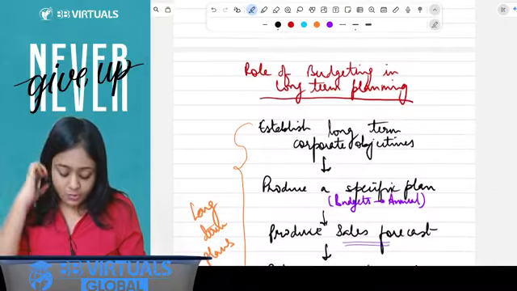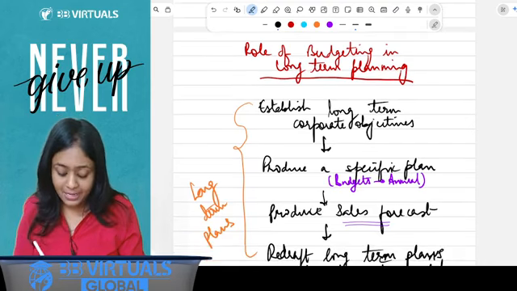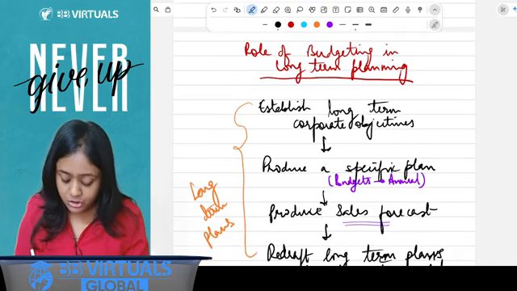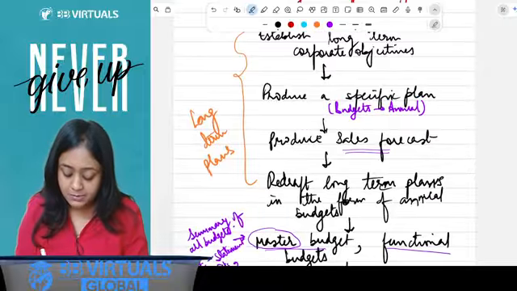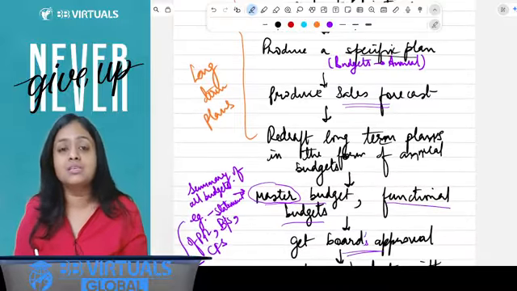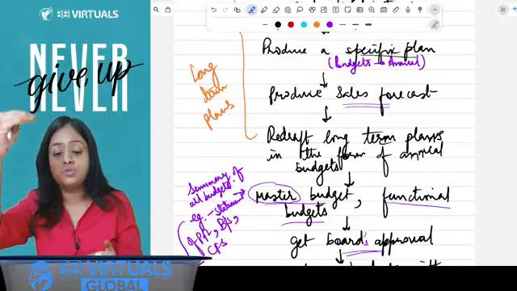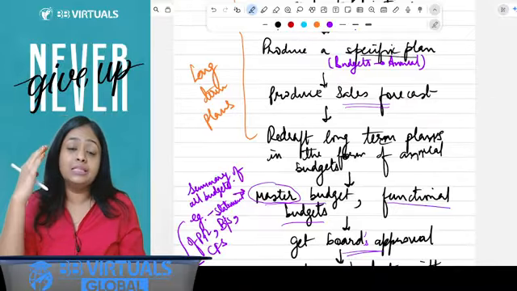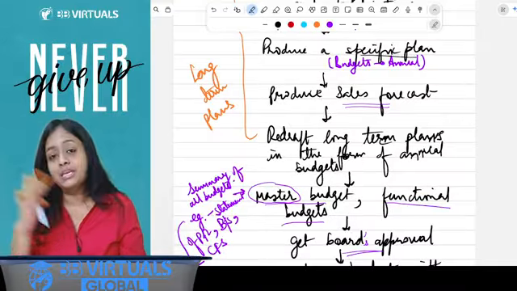Now going forward, what is the role of budgeting in long-term planning? It helps in establishing the long-term corporate objectives. It helps in producing a specific plan, which is the annual budgets. It produces a sales forecast. So from annual budgets, we create a sales forecast, and then based on the sales forecast, we create other budgets.